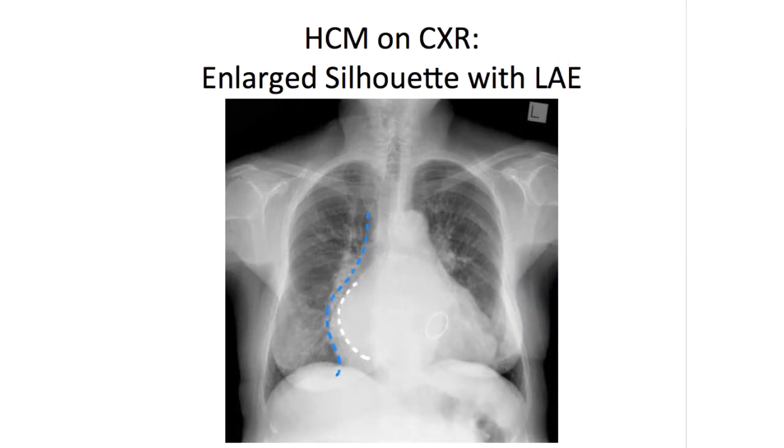On the chest X-ray, you will notice an enlarged cardiac silhouette as well as left atrial enlargement. Why would this occur? Think back to normal blood flow. Blood normally comes through the pulmonary veins into the left atrium, which then moves through the mitral valve to the left ventricle. If the left ventricle is thickened to the point that the chamber size is reduced, blood will back up into the left atrium.